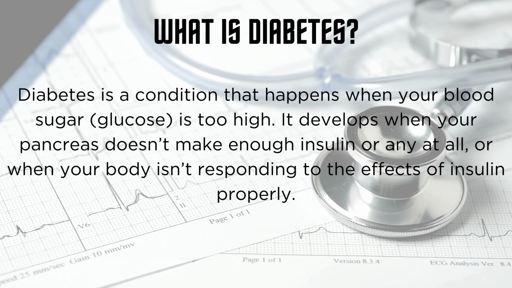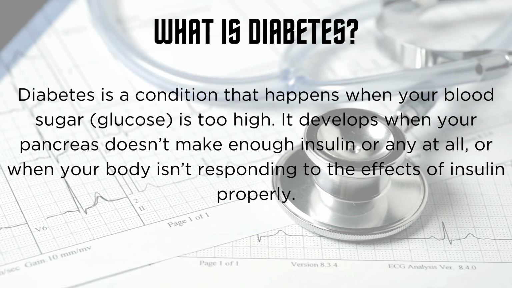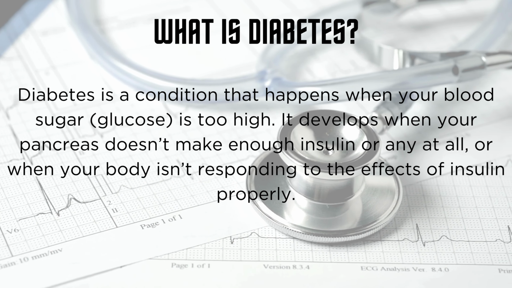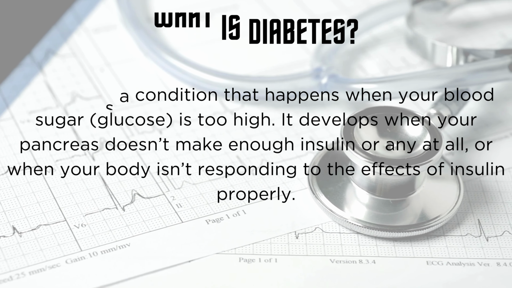Diabetes is a condition that happens when your blood sugar, glucose, is too high. It develops when your pancreas doesn't make enough insulin or any at all, or when your body isn't responding to the effects of insulin properly.